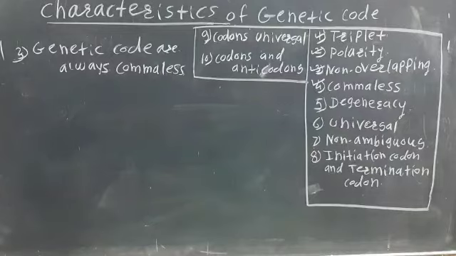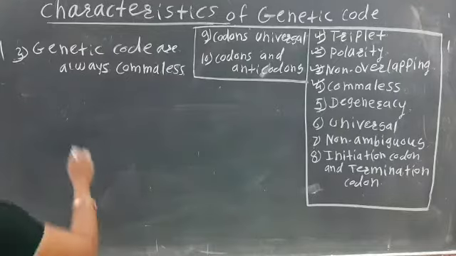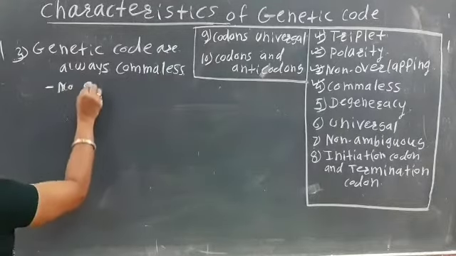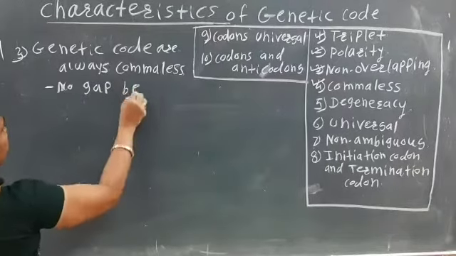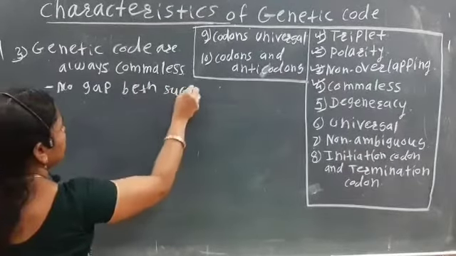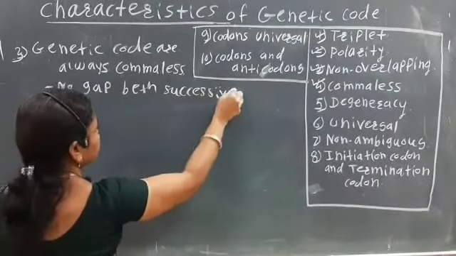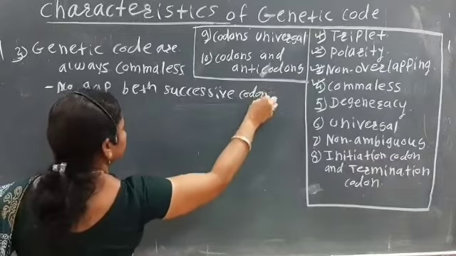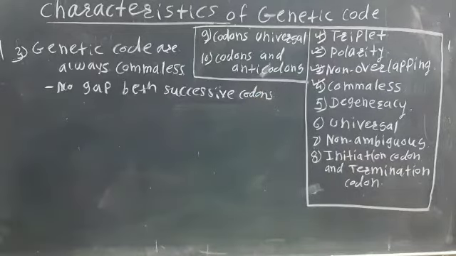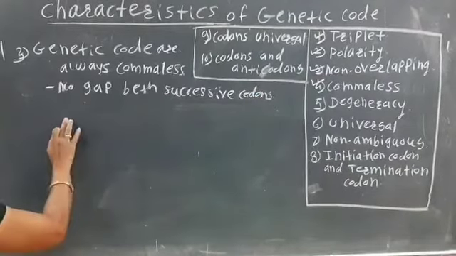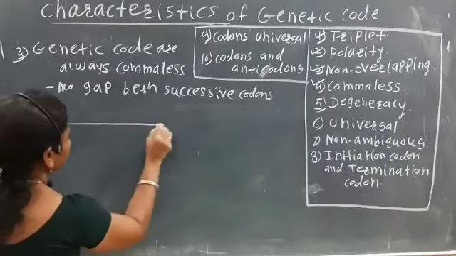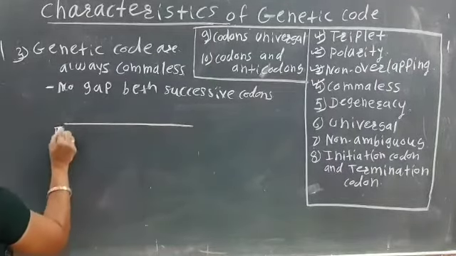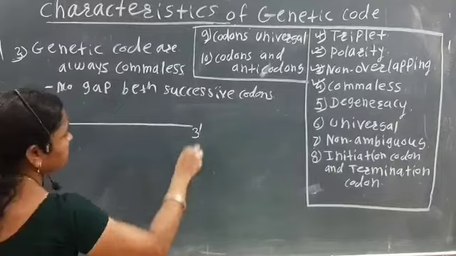Genetic codes are always commaless. Commaless means without any gap, that is, there is no gap between the successive codons. No gap between successive codons. See, that is how they are here. Here is the 5 prime end and here is the 3 prime end.